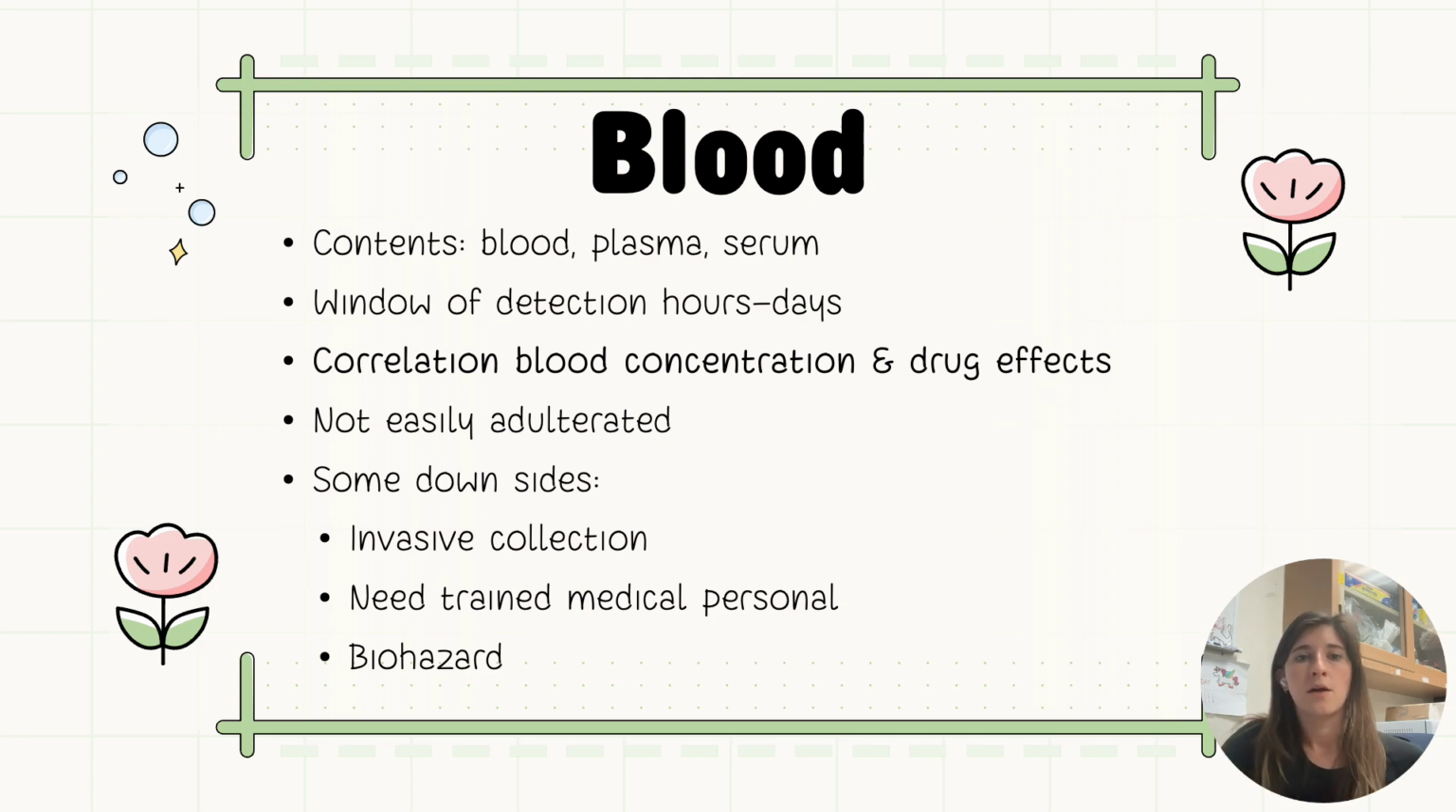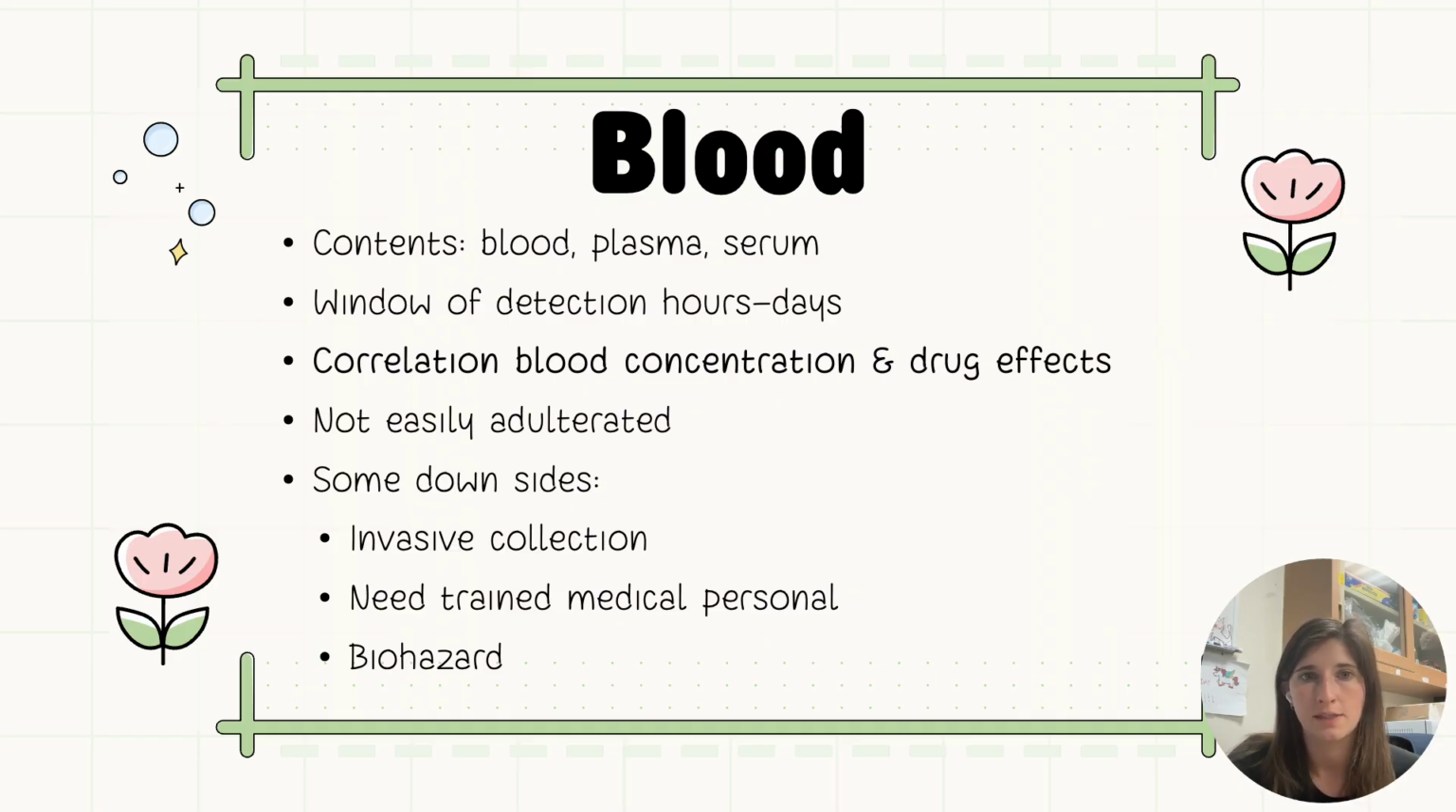So blood contains obviously the blood itself, which we think of like the red blood cells, the white blood cells, kind of the other components, and then also plasma and serum. This allows us to have a window of detection of a few hours to a few days, depending on what the drug is that we are testing for. But most importantly, blood allows us to correlate a blood concentration with drug effects.